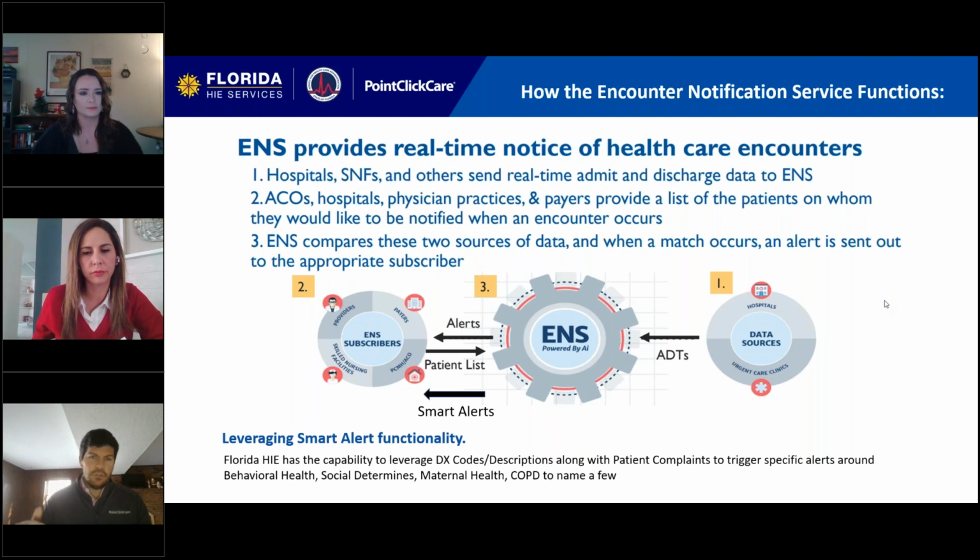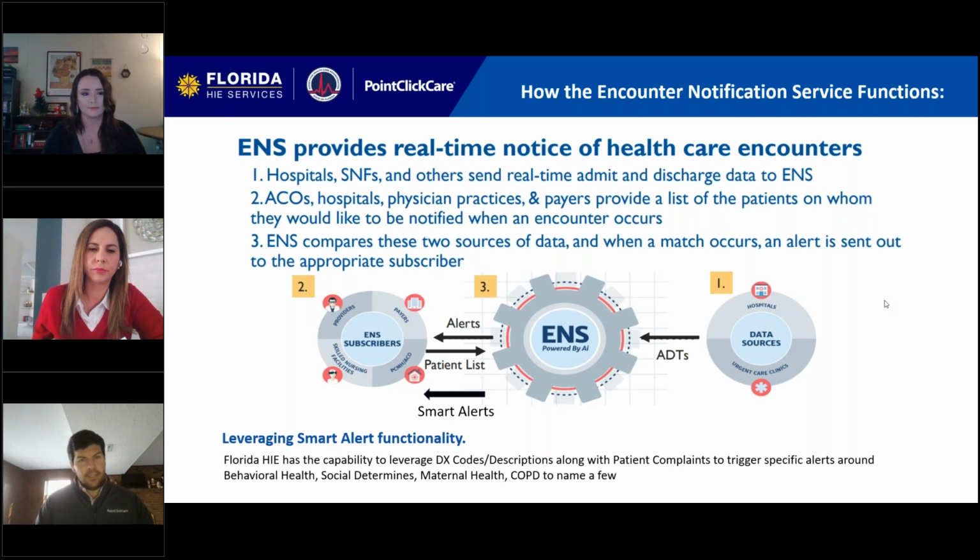These are the institutions that are providing data in real time to our ENS system. In our ENS system, it looks like a little wheel here, but really it's a highly technical infrastructure that leverages patient matching through an IBM master patient index, in addition to ADT data retention to be able to match those two up based on a list of patients that our subscribers are providing us. So there's 3 layers to that ENS wheel, and number 3 in the middle there.